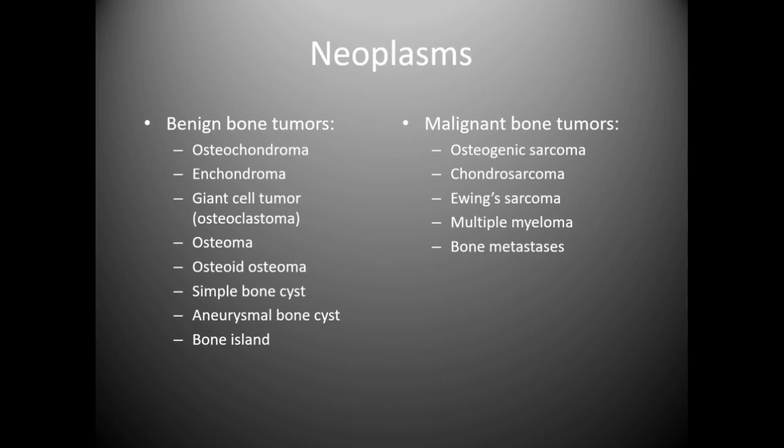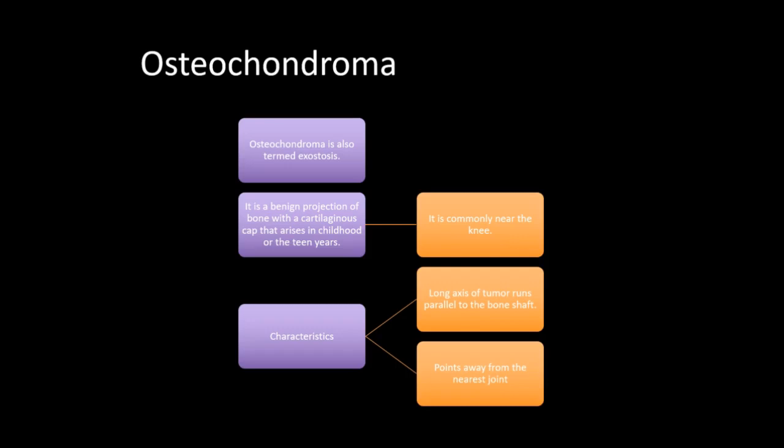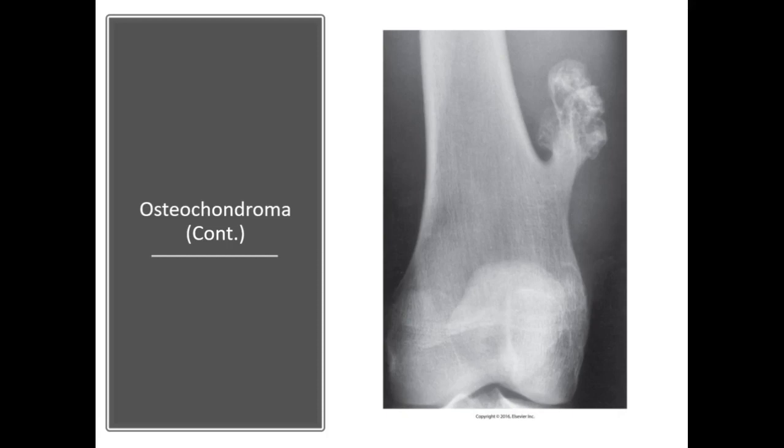Neoplasms. So, benign bone tumors. There's a bunch of them. So, here we go. Osteochondromas, also termed exostosis. It's a benign projection of the bone with a cartilaginous cap, and it arises in childhood or in the teens. It's common near the knee. The long axis of the tumor runs parallel to the bone shaft and points away from the nearest joint. So this is what it looks like. That's an osteochondroma.